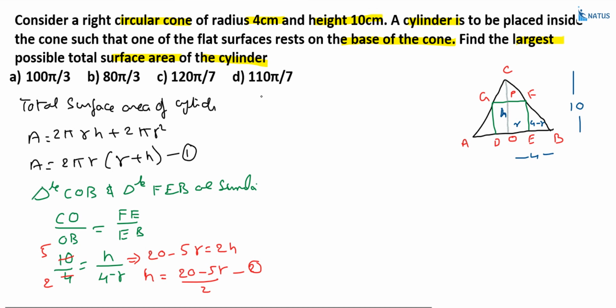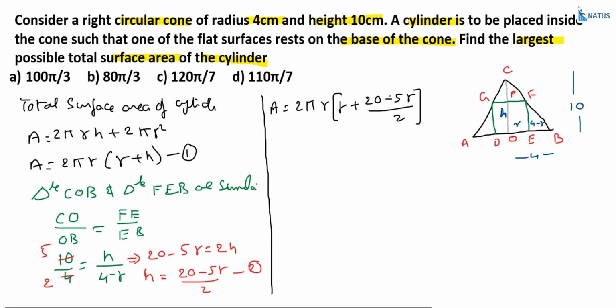Right? Now, we will check. So, what is the value of A? A is equal to 2 pi R into R plus what is the H? 20 minus 5R by 2. Right? So, what is the value of A?